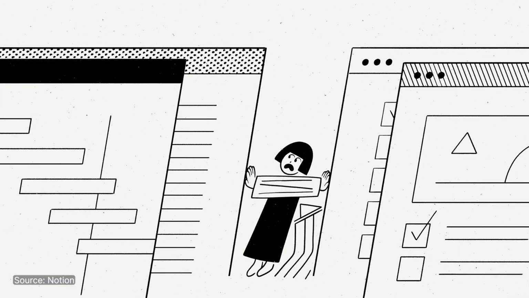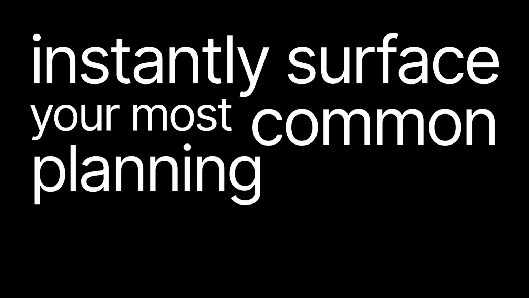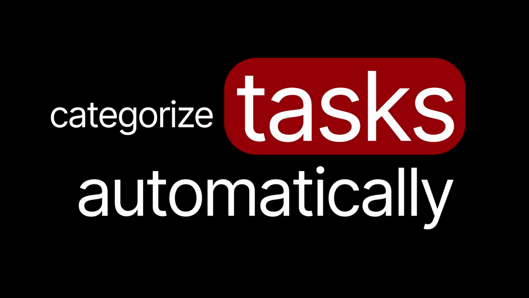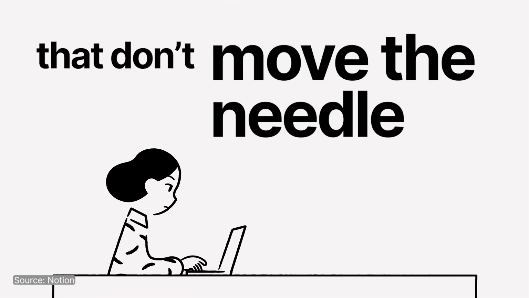See, if you implement the ones that I'm about to show you, you'll be able to spot where your time is actually going, instantly surface your most common planning mistakes, categorize tasks automatically, and even uncover why your weeks feel busy but aren't productive. But if you don't build this kind of visibility into your workspace, then you'll just keep spending time on the things that don't move the needle and wonder why your to-do list never shrinks.